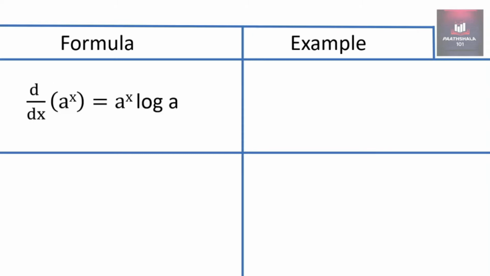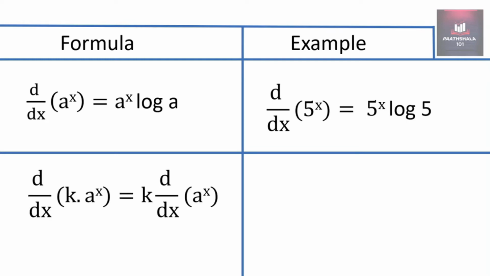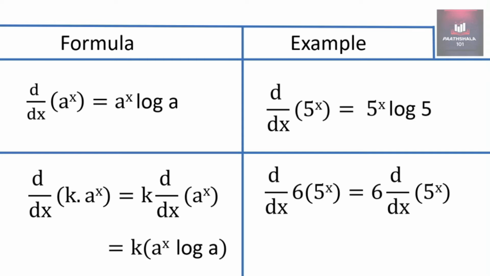Derivative of a raised to x is a raised to x into log a, so derivative of 5 raised to x will be 5 raised to x log 5. Now if there is a constant with a raised to x, that constant comes outside, so it will be k into the derivative of a raised to x, which comes to k into a raised to x log a. Example, d by dx of 6 into 5 raised to x: 6 comes outside and it is d by dx of 5 raised to x. Now derivative of 5 raised to x will be 5 raised to x log 5, entire thing into 6, which is a constant.